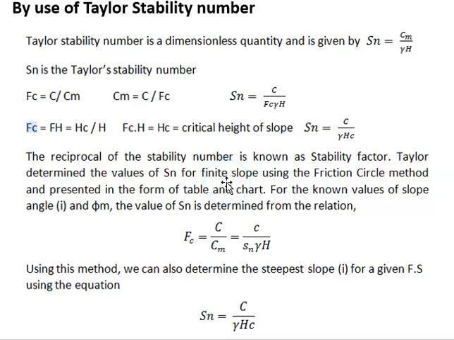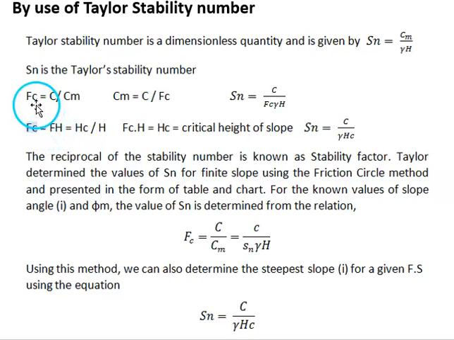So in this method, we can estimate the factor of safety with respect to cohesion using the non-dimensional number called Taylor stability number, represented with symbol Sn, which is equal to mobilized cohesion divided by unit weight of soil into height of slope.